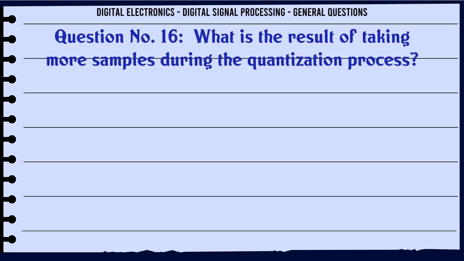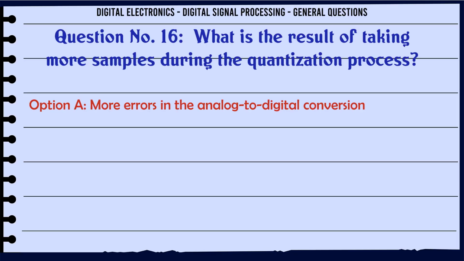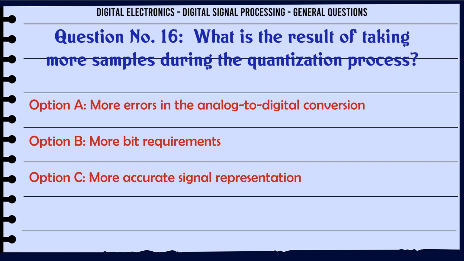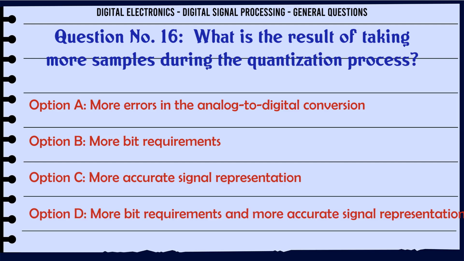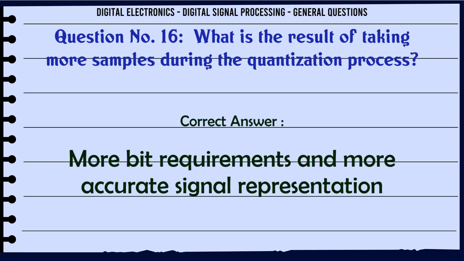What is the result of taking more samples during the quantization process? A. More errors in the analog to digital conversion. B. More bit requirements. C. More accurate signal representation. D. More bit requirements and more accurate signal representation. The correct answer is more bit requirements and more accurate signal representation.